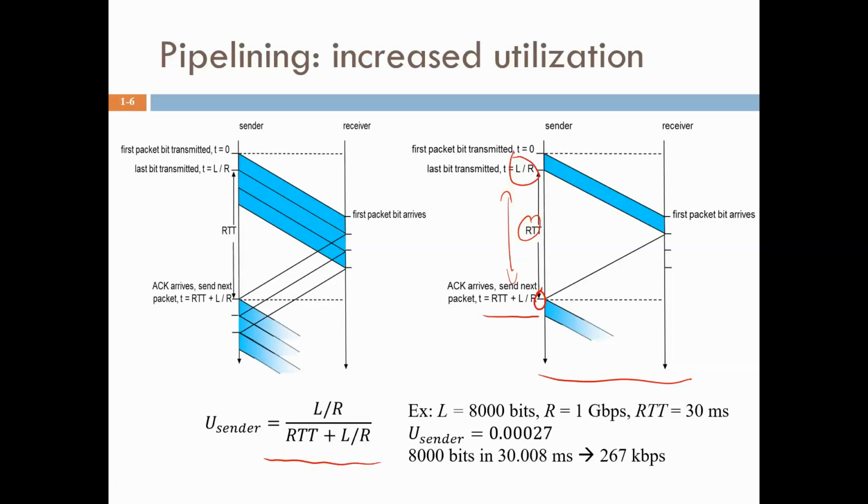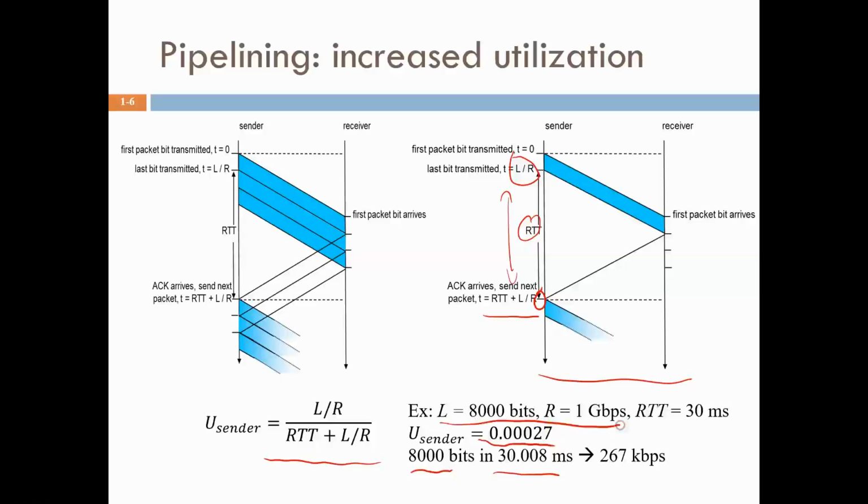If we try to actually put some numbers to get context, let's say L is equal to 8,000 bits. R is a very fast connection, 1 gigabit per second. That means you have purchased the fastest internet connection out there. The round trip time is 30 milliseconds, so it's not actually very long. The utilization will be 0.00027. That means that you sent 8,000 bits in 30.008 milliseconds. 30.008 is actually the round trip time plus L over R.